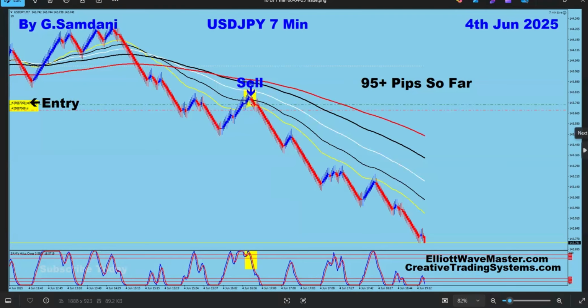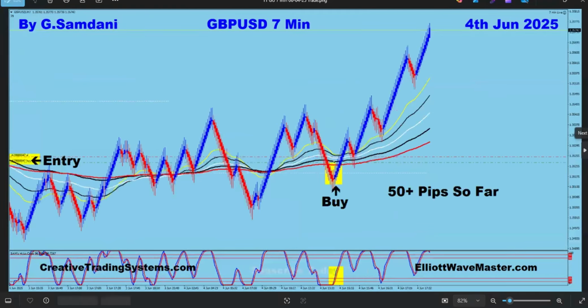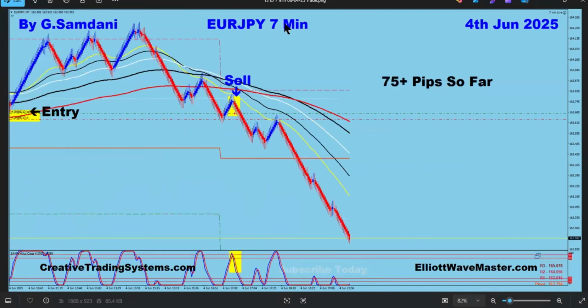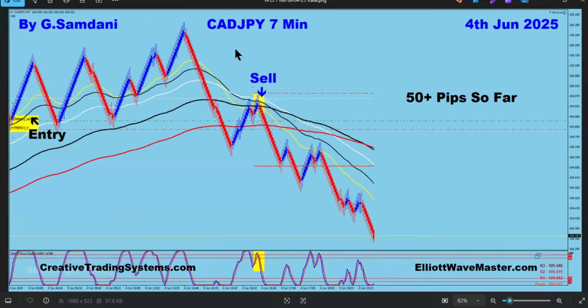Right? So let me see. Next is Pound USD from the 7-minute chart, entry 50 pip. And Pound Yen, just like Pound USD, this one also went down on the fourth. Nice, beautiful entry, and 110 pip here. Euro Yen 7-minute entry, and then all the way down to 75 pip. CAD Yen was getting strong, right? So all Yen pairs went down. So this is to the downside here for 50 pip.